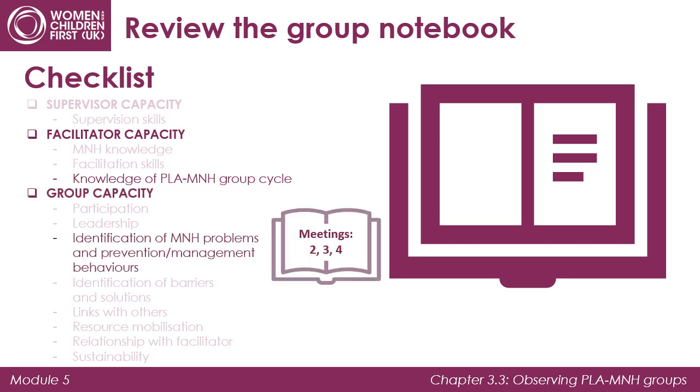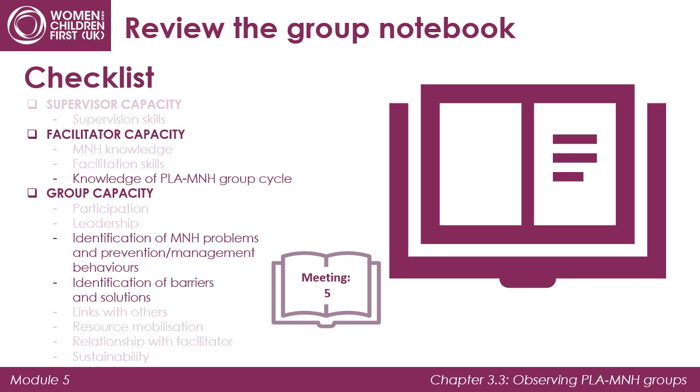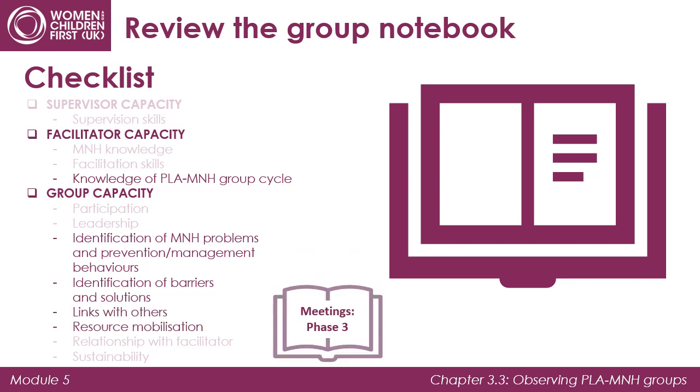In relation to group capacities, minutes on meetings 2, 3, and 4 can tell you about the ability of the group to identify MNH problems and prevention and management behaviors. Minutes of meeting 5 can tell you about the ability of the group to identify barriers and solutions. And minutes from meetings in phase 3 can tell you about the ability of the group to link with others and mobilize the resources they need to implement their solutions.